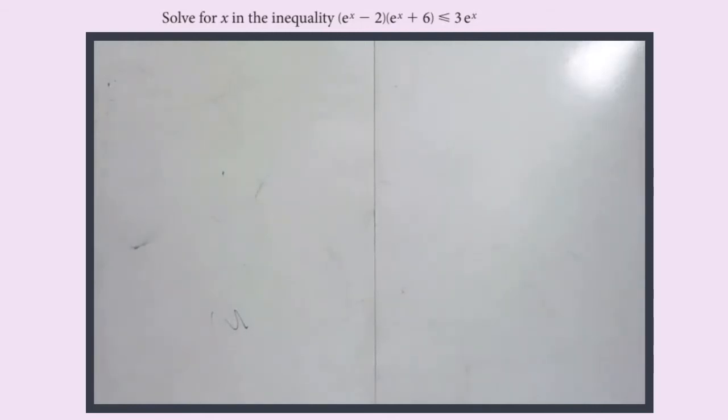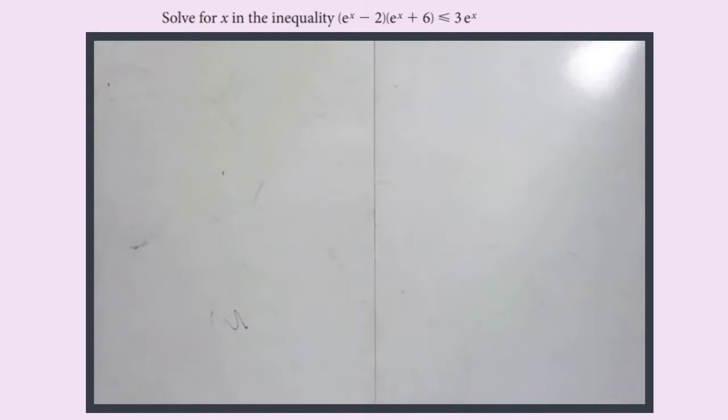Solve for x in the inequality (e^x - 2)(e^x + 6) ≤ 3e^x. So we've got a factorized expression on the left hand side, and don't be sucked in by that and think you can use it in any way, because unless something factorized is less than or equal to 0, or equal to 0, or greater than 0, if you don't have 0 on the right hand side, then being factorized really isn't any use at all, because there's an infinite amount of things that could multiply together to make 3e^x, or something less than 3e^x.